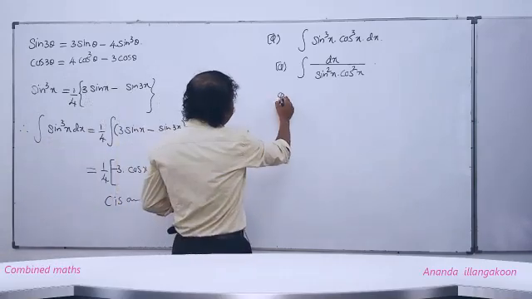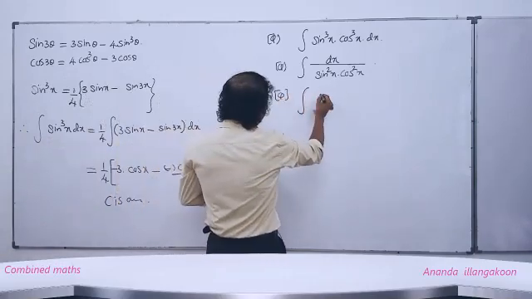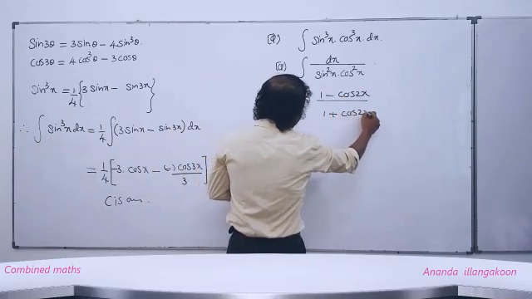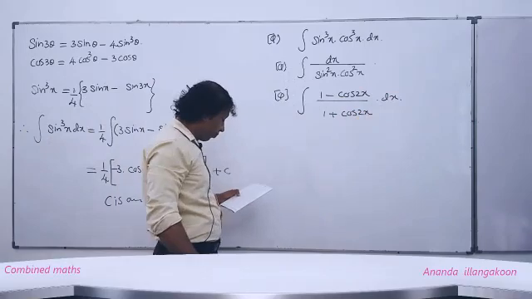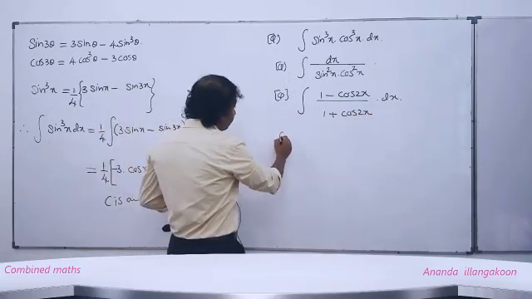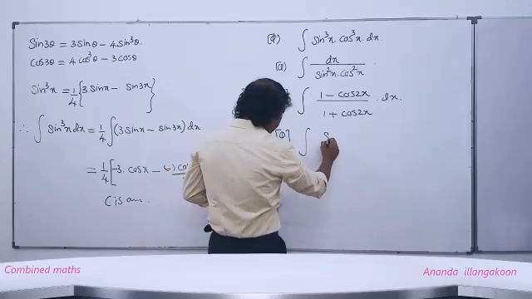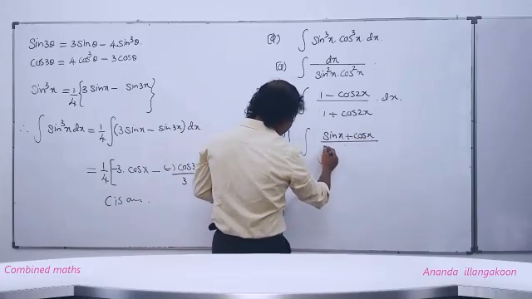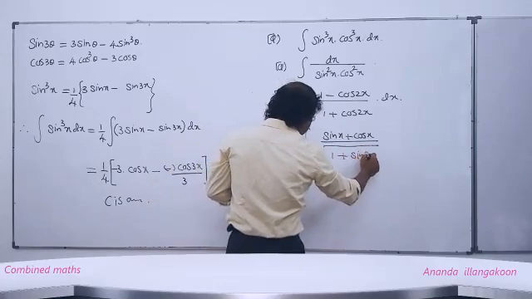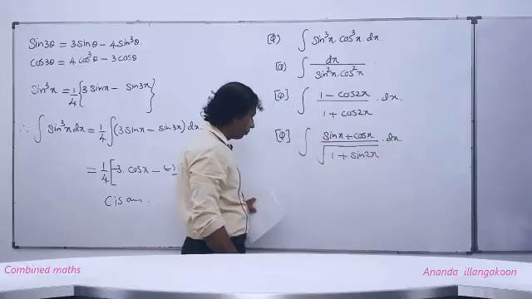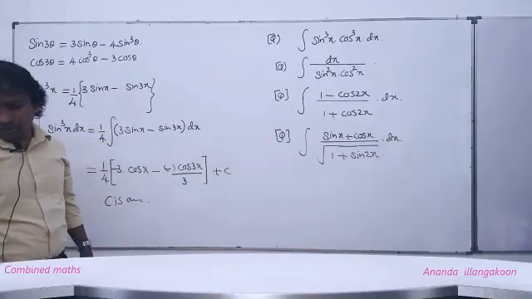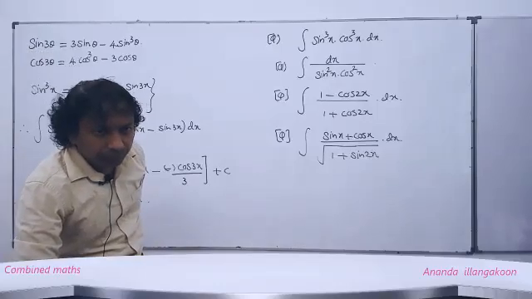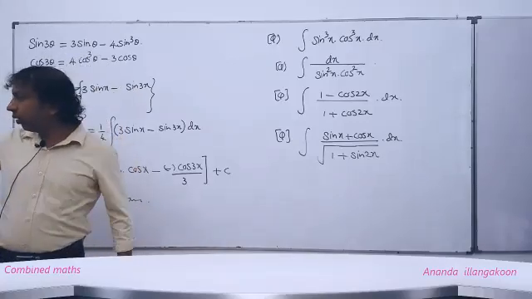Next one, this: the integral of (1 minus cos 2x) divided by (1 plus cos 2x) dx. Next, the integral of (sin x plus cos x) divided by the square root of (1 plus sin 2x) dx. These are the next 4 questions. Try this question.